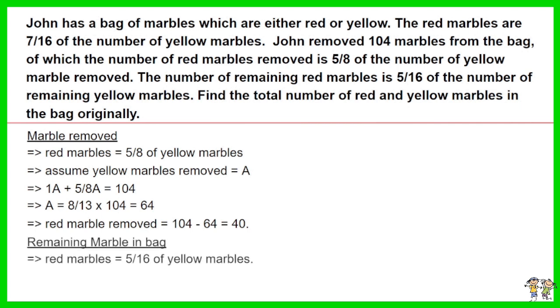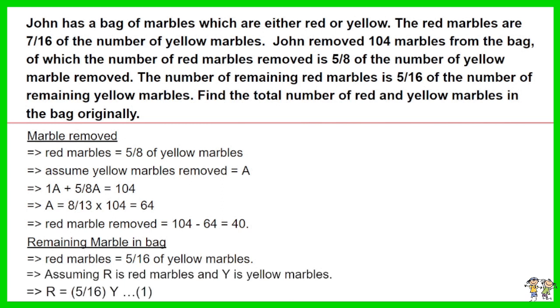Now let's look at the remaining marble in bag. Number of remaining red marbles equals 5 over 16 of remaining yellow marbles. Assuming R is the remaining red marbles, and Y is the remaining yellow marbles. Thus R equals 5 over 16 of Y. This is your equation 1.